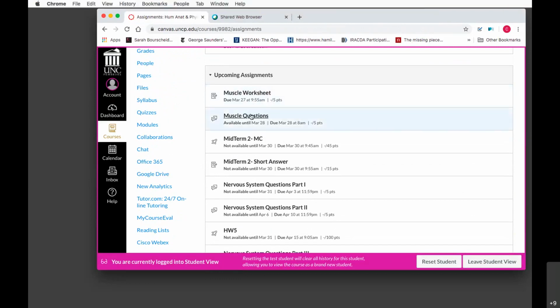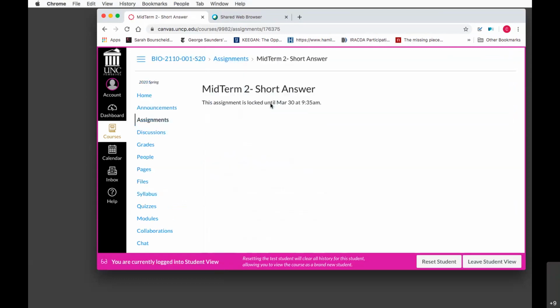Muscle questions for your discussion board points are due, I read that at 8 a.m. tomorrow, so you have to answer that. And then this will be available, your multiple choice questions, and then your short answer questions will be available. You click on it, this assignment will lock. It'll tell you what to do, okay?